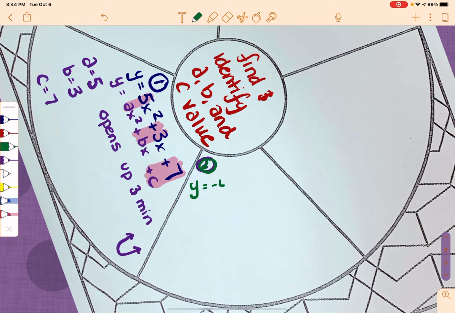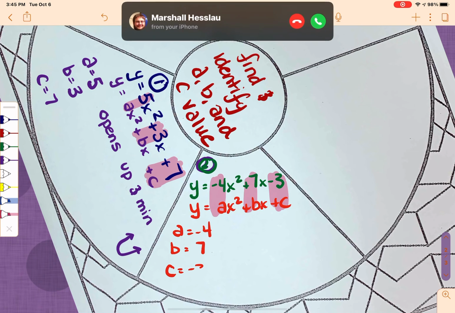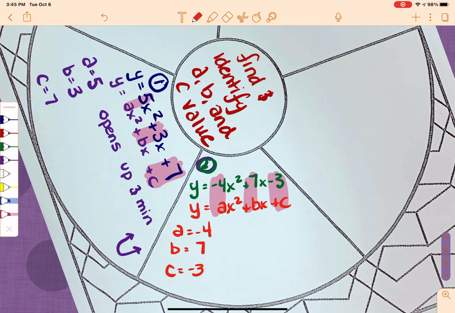Y equals negative 4x squared plus 7x minus 3. And just to help me out, I'm going to put the general equation underneath it. So this is A, this is B, and this is C. So A is negative 4. B is 7. C, I can tell automatically that that minus 3 is going to become this negative 3. Now, if A is negative 4, that means that because it's negative, it opens down and it has a maximum. So if I were to graph it, it looks like this. Okay, we'll go through a few more tomorrow and start with the graphing.